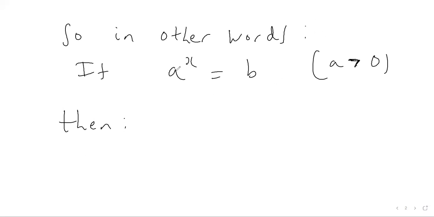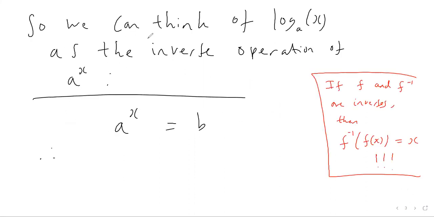So if you've got a positive number a to the power of x equals b, then that means that the logarithm in base a of b is going to be equal to x. That's what that means generally for a general a and b, where b is just some real constant. So let's look at this again in a bit more detail. We can think of log base a of x as the inverse operation of a to the power of x.